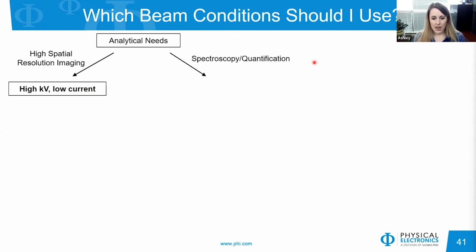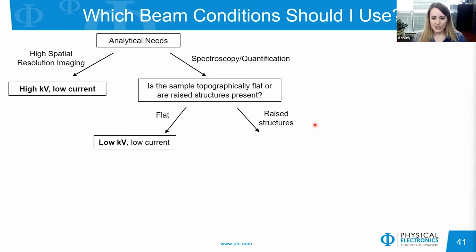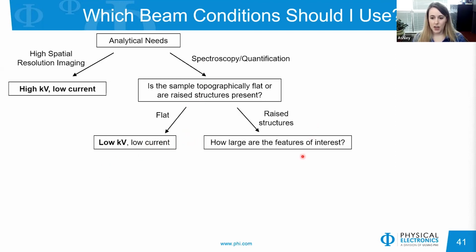However, if spectroscopy and accurate quantification is needed, then we need to ask ourselves, are the features of interest topographically flat, or are raised structures present on the substrate? If the features are flat, low voltage and low current are best. If the features are raised, we should then ask the question, how large are the features of interest? In the case of larger particles, about 300 nanometers in diameter or greater, low voltage and low current are best.